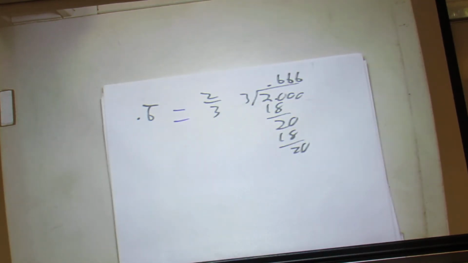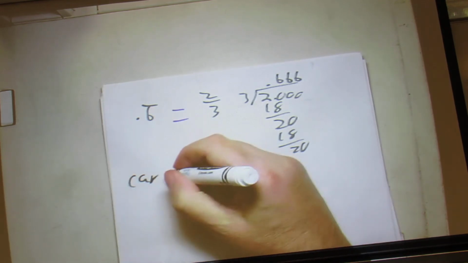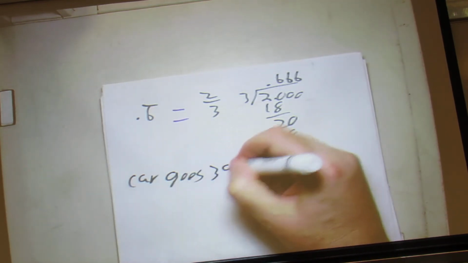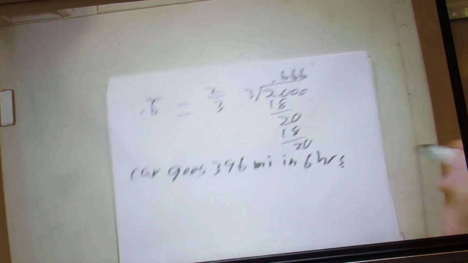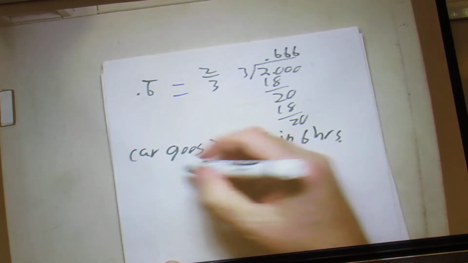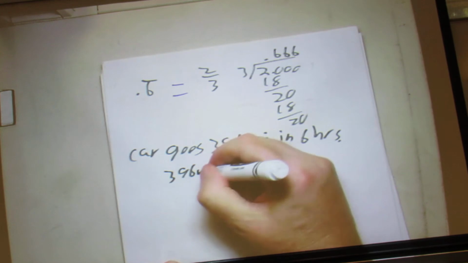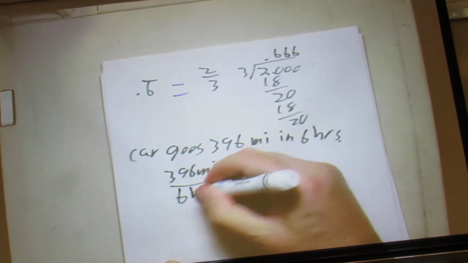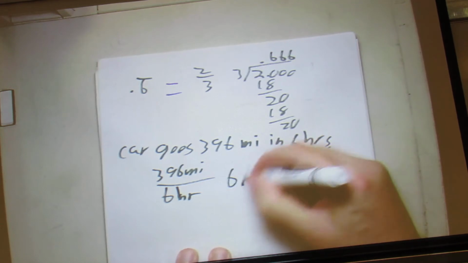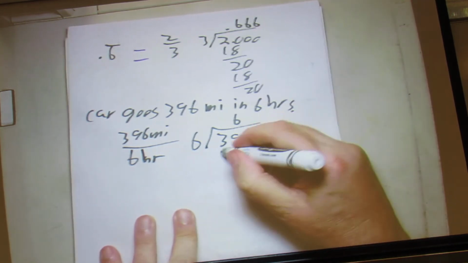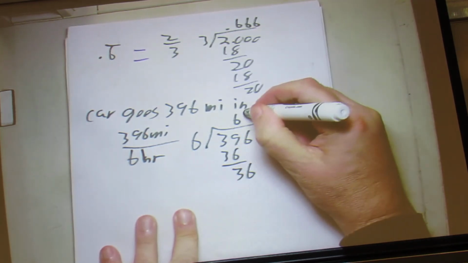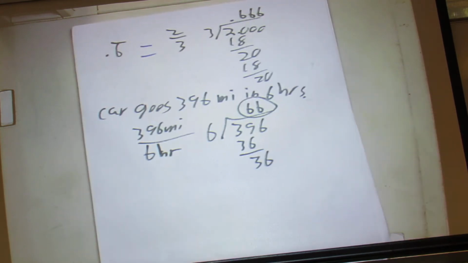All right, then we're going to have some word problems. Let's say that we have a car that goes 396 miles in 6 hours. What is the speed in miles per hour? So we're just going to divide 396 miles per 6 hours. When we divide that, 6 goes into 39 6 times. We get 36, 6, so 66 miles per hour.